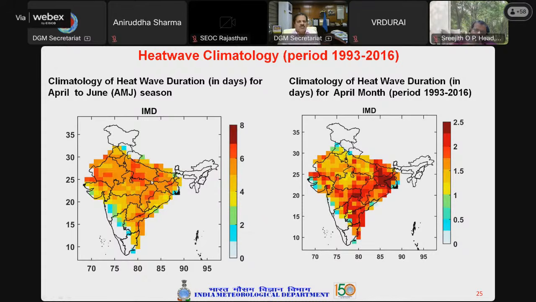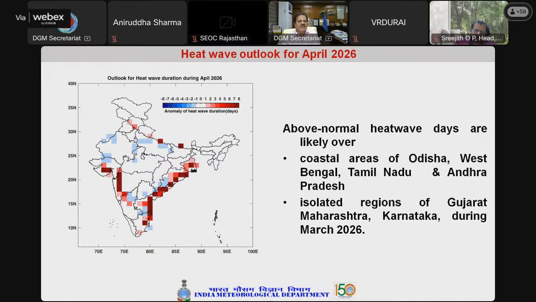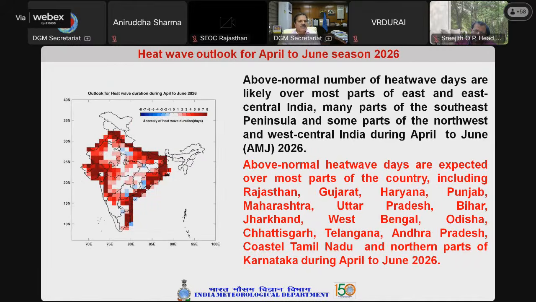Compared to this climatological pattern, this will be the expectation in the month of April, and this is the expectation in the month of April to June. If I compare the forecast of heat wave for April and April to June, I can infer that the number of heat wave days expected in the month of April will be less, and more heat wave days will be experienced in the month of May. That is one of the conclusions you can bring out from the comparison of the heat wave forecast for May and April to June. So that means May, June will have more heat wave conditions compared to April this year.